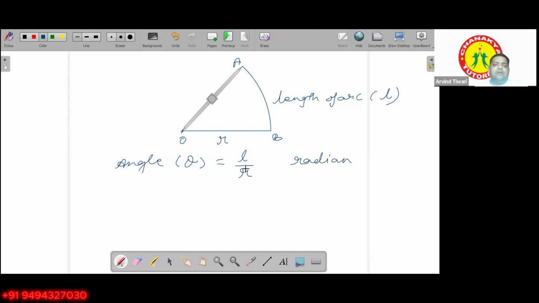Now let us find their equivalents in degrees. We know that 360 degrees makes a complete circle. So for a complete circle, the angle in degrees would be 360 degrees. Let us see what that angle will be in radian. For a complete angle, what should be the length of arc? If the radius is r, the length of arc should be equal to the circumference, which is 2 pi r.